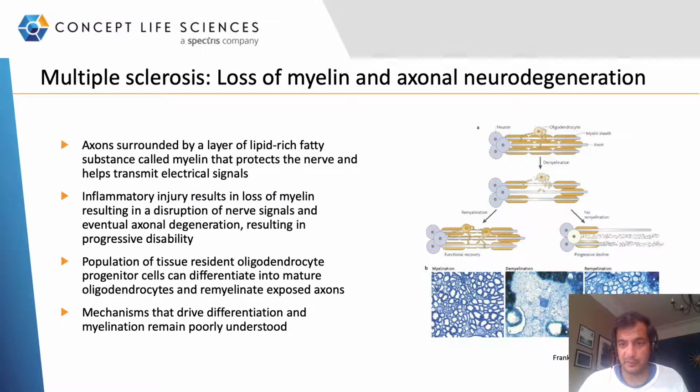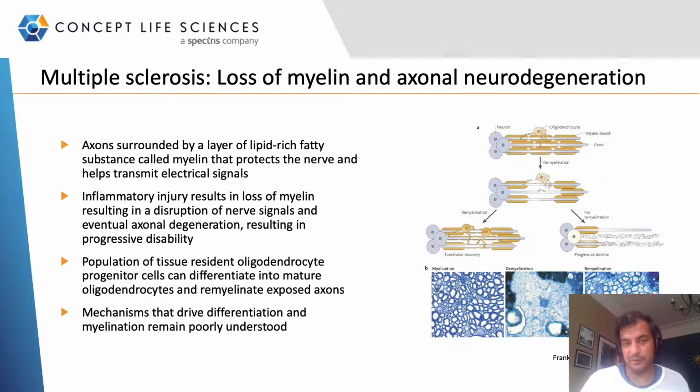The disease that best characterizes this multicellular nature of CNS pathology is probably multiple sclerosis. In MS, circulating immune cells infiltrate the CNS and start attacking the myelin that coats the neuronal axons. And as myelin is degenerated, this disrupts the nerve signals that propagate in the brain, and you're left with an exposed axon. And unless that exposed axon is repaired by remyelination, you eventually end up with degeneration of the neuron, resulting in progressive disability.